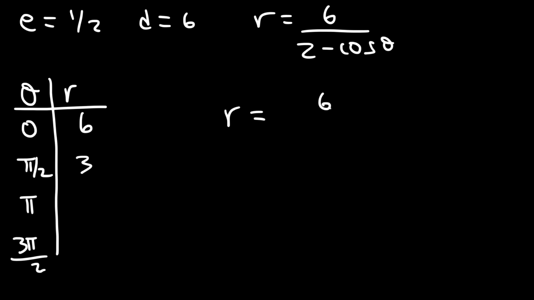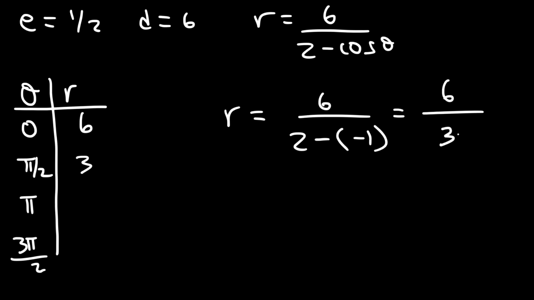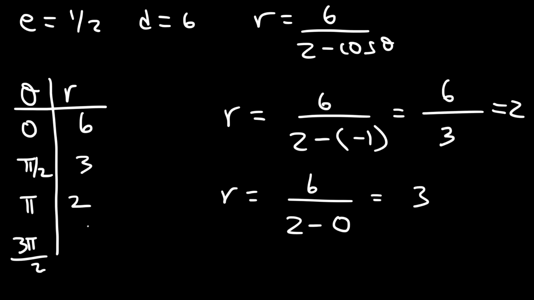Now what about cosine pi? Cosine pi is negative 1. 2 minus negative 1 is 2 plus 1, so that's 3. 6 over 3 is 2. And then cosine 3 pi over 2, that's 0. So 6 over 2 is 3.